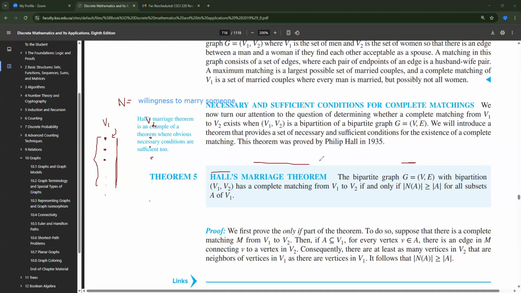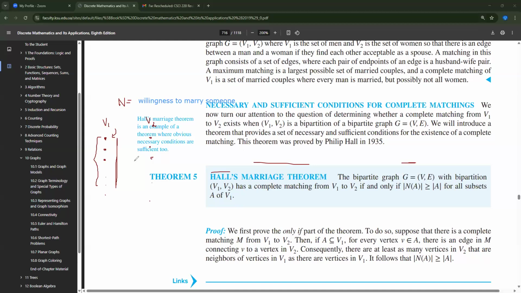But suppose there are 3 vertices on V1 and 10 vertices on V2, and there is only one edge from V1 to V2 for each vertex of V1. So there's only 3 edges. Every vertex on V1 is connected to one of the vertices on V2, but not all vertices in V2 are connected to a vertex of V1. So it's still bipartite, right? Yeah, it is.